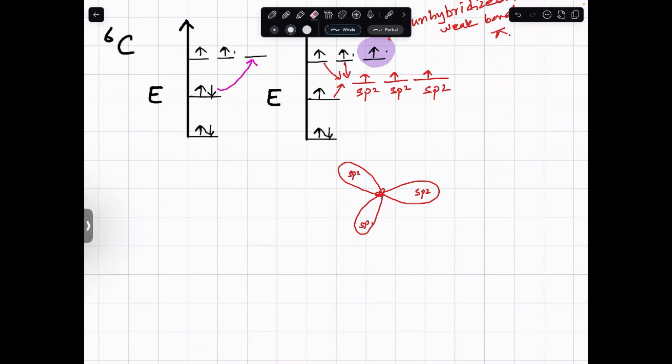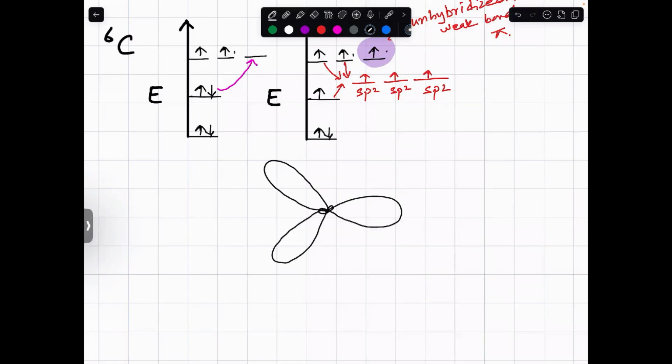Now, I want to draw this again. I don't like it. Give me some time. Sorry. This is 1, another. It's like this. And they're planar at 120 degrees. And you know, this is the p orbital, unhybridized. Look, this is sp2, sp2, sp2, and this one is the unhybridized p orbital. This is 1 carbon.